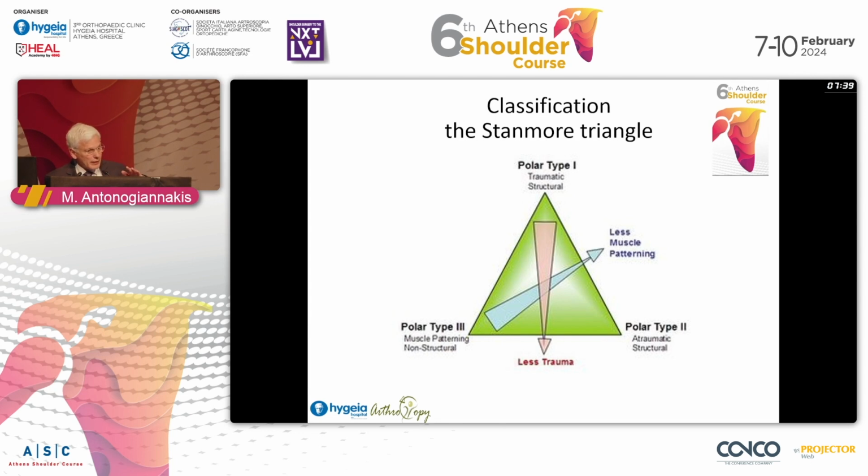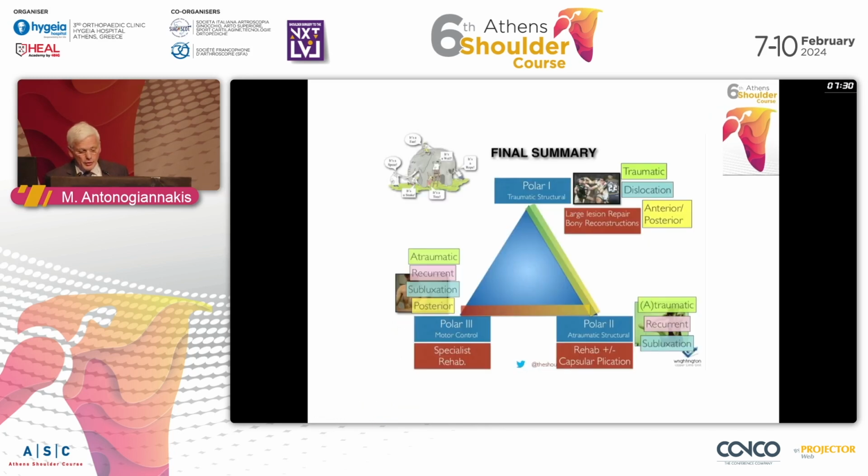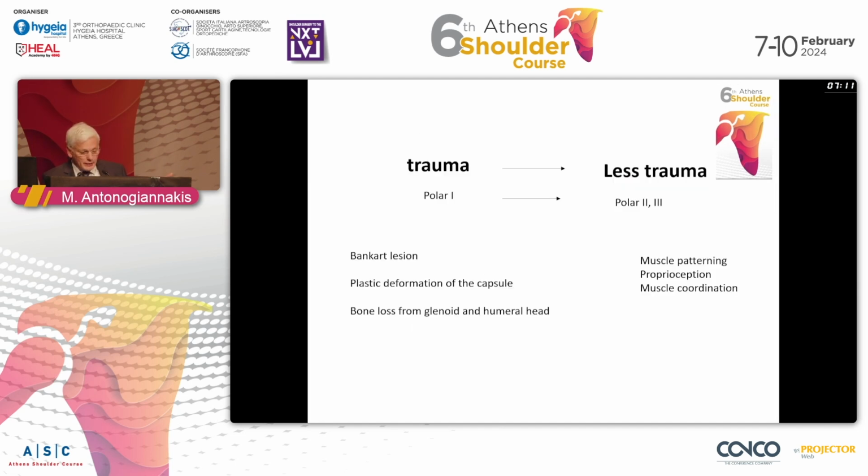And the muscular function and the stabilizing effect of the ligaments get more important, especially in polar 3, where we see a person dislocating the shoulder in every motion, many times posteriorly, and it can pass unnoticed. So polar number 1 is mainly trauma: Bankart lesion, plastic deformation of the capsule, bone loss from the glenoid. In polar 2 and 3, you must search for muscle patterning, proprioception, muscle coordination.